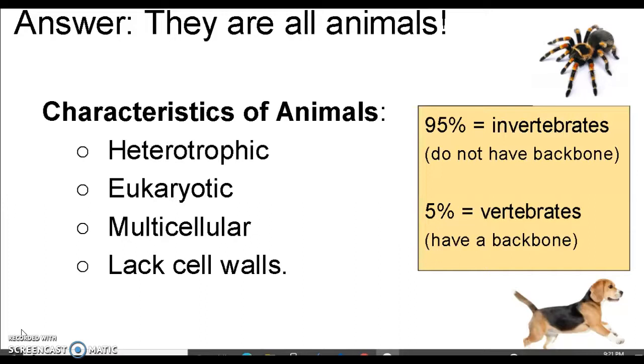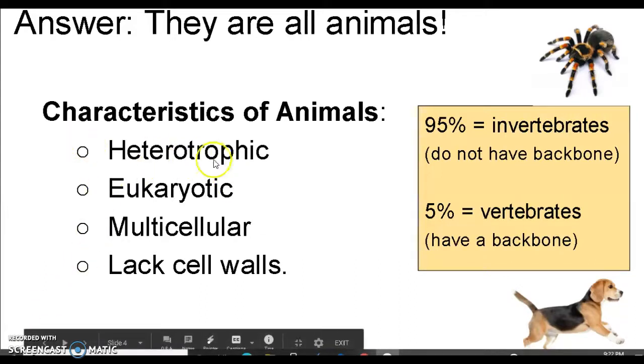5% of animals are vertebrates. They do have a backbone. These are things like mammals, reptiles, and birds. But what all animals have in common is that they are first all heterotrophic, which means that they all have to eat for their source of energy.